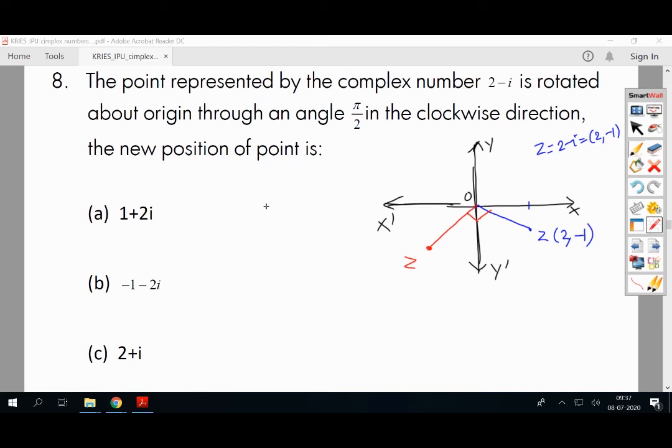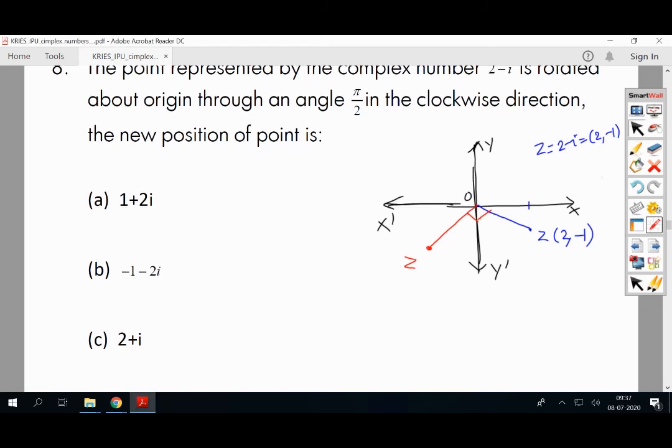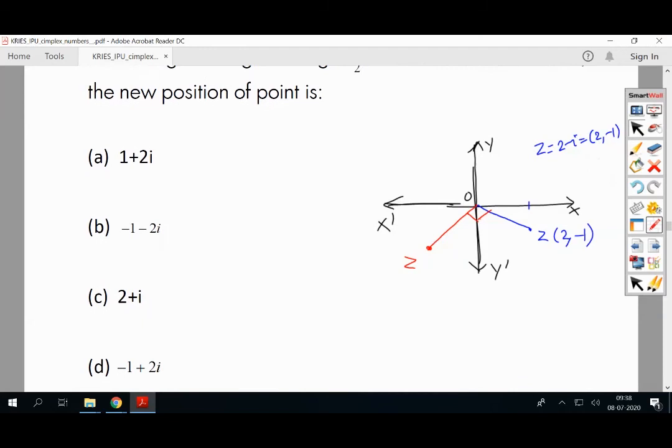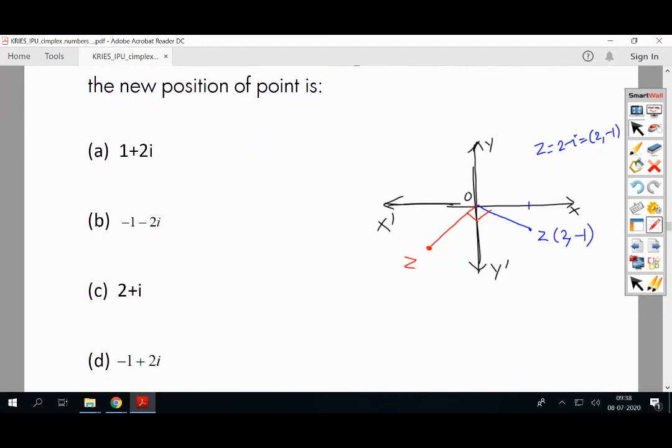Obviously only option B has both negative. For the rest, option A 1+2i, it is going to be the first quadrant, so this is not a choice. 2+i is first quadrant, that is not a choice. -1+2i lies in the same quadrant, that is not a choice. So now the correct answer is going to be option B. If you use a diagram, you can analyse directly.